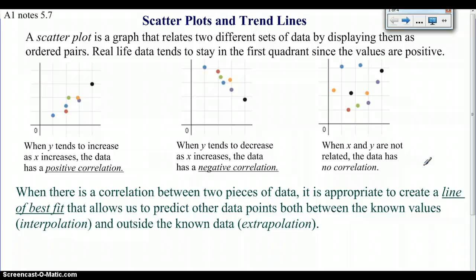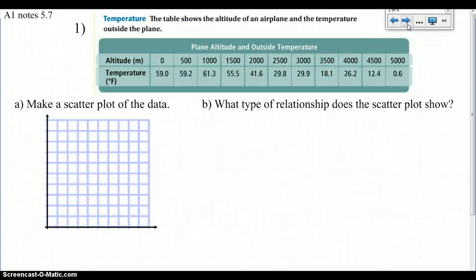Alright, when there is a correlation, whether it's positive or negative, between two pieces of data, it's appropriate to create a line of best fit, or a trend line, that allows us to predict other data points, both between the known values and outside the known data. When it's between the known values, we call that interpolation, key being enter, in between. When it's outside the data, I'm predicting a future event, it's extrapolation, extra being the prefix. Alright, so let's go ahead and apply this.